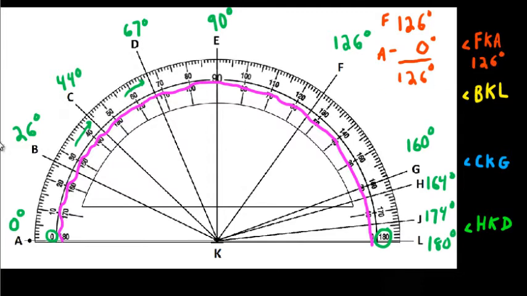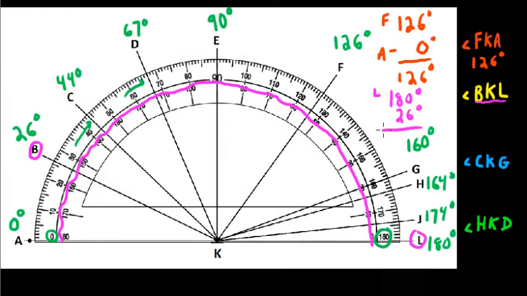Alright, let's look at the next one. Angle BKL. B is right here, and L is right here. L is bigger, so I'm going to start with L. L is 180 degrees, and B is 26 degrees.